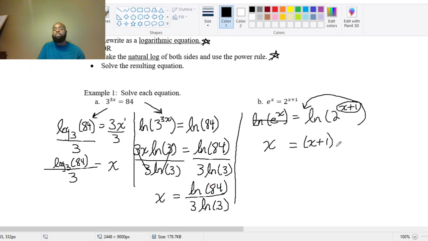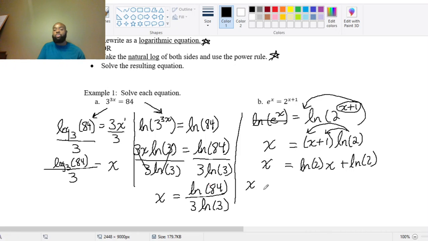Notice I'm putting this into parentheses because both of those things in that sum have to be multiplied by the natural log of 2. Now, the natural log of 2 is a number, so I can use my distributive property because I have a linear equation. I want my x's on one side by itself. Right now, it's on both sides. So I'm going to have the natural log of 2 times x plus the natural log of 2. Well, I'm going to subtract the natural log of 2 times x from both sides so that my x's can be on one single side of my equation and my constant terms are on the other.